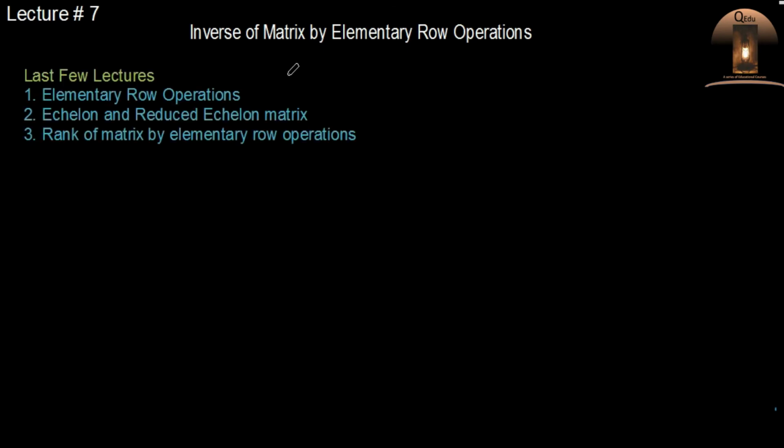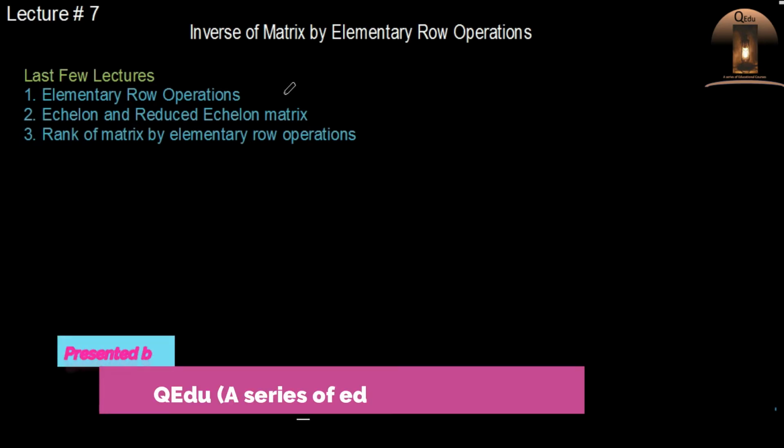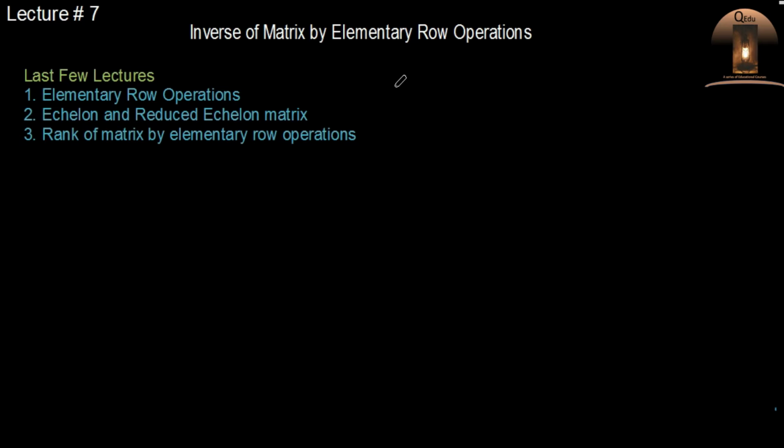We have covered the elementary row operation and we know how to use these operations on the rows of the matrix. Secondly, we have covered the echelon and reduced echelon matrix and we know how to use elementary row operation to find the echelon or reduced echelon matrix. Third, we have also covered the rank of a matrix by elementary row operations.